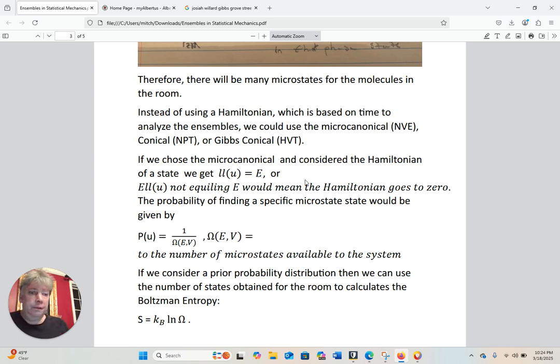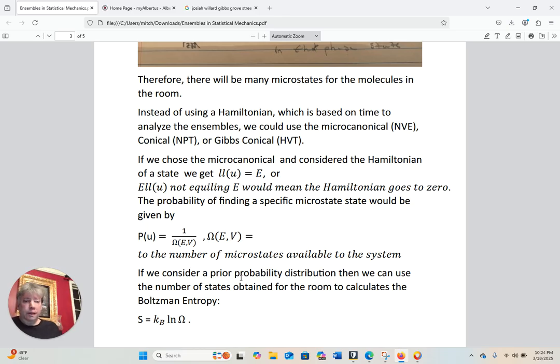Now, the probability of finding a specific microstate in our particular room here would be given by this probability right here, where our microstate omega is going to be the number of microstates available to the system.